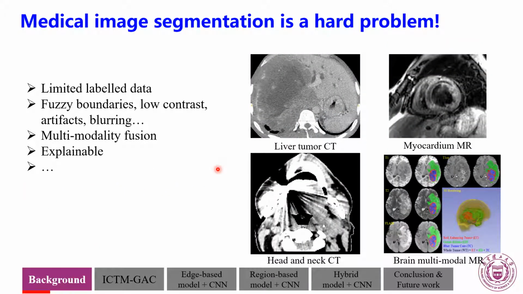However, medical image segmentation is a challenging task. For example, in general, we only have limited labeled data to develop a machine learning model. The segmentation targets may have fuzzy boundaries. The images may have low quality, such as low contrast, artifacts, blurring, and so on. We also need to deal with the fusion of multimodality images. Last but not least, we expect the segmentation methods to be explainable.